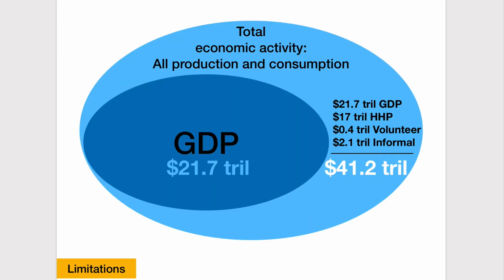So if we go back to our graph, again, if this represents the total economic activity, GDP is only a subset, okay? GDP is 21.7 trillion. The total would include, of course, all the GDP, all that counted part. It would also include all of the household production, about $17 trillion. It would also include volunteer labor, and it would include anything in the informal sector as well. So we add that up and we get somewhere over $40 trillion, right? The GDP is only counting maybe about half of the total economic activity. That's a problem.